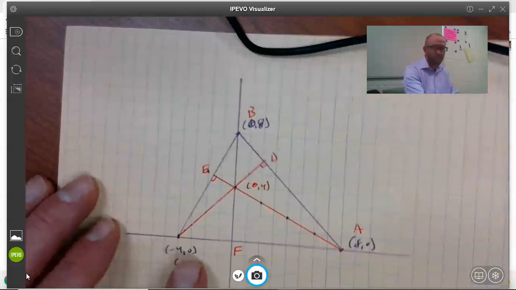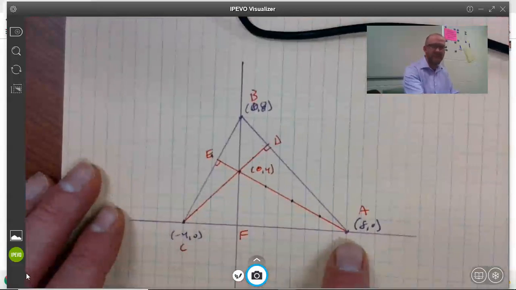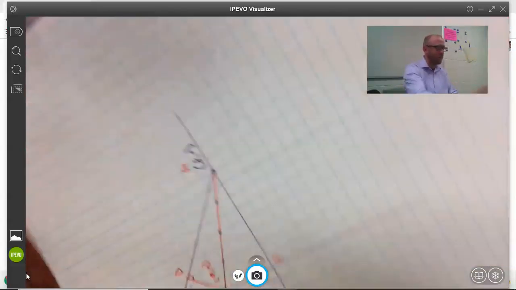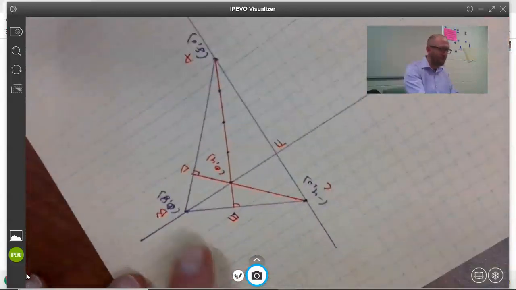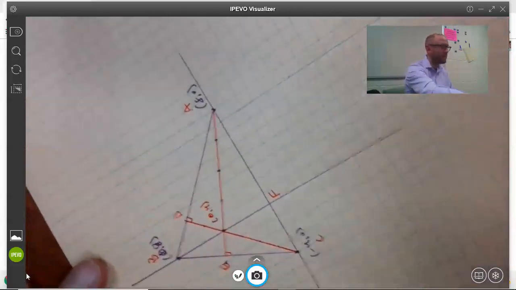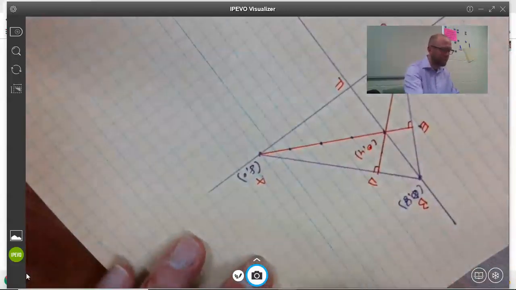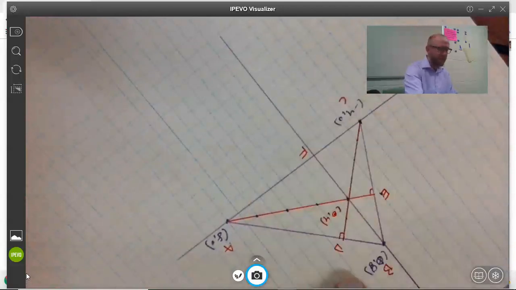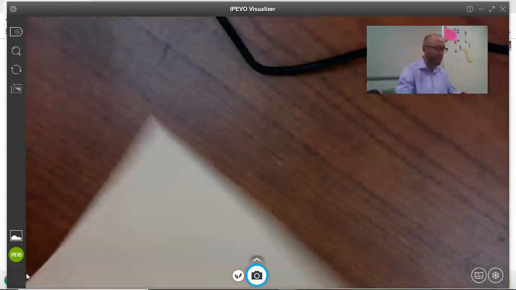So, in this triangle, if CA is the base, then BF is the height. Or, if I turn it this way, if BC is the base, then AE is the height. Or if I turn it around this way, if AB is the base, then CD is the height.